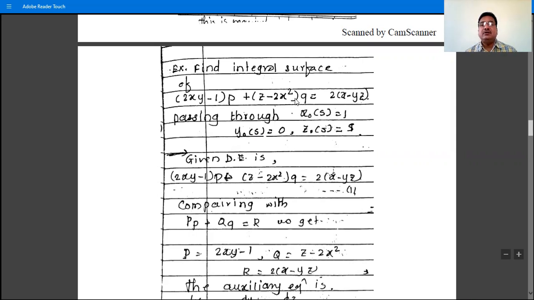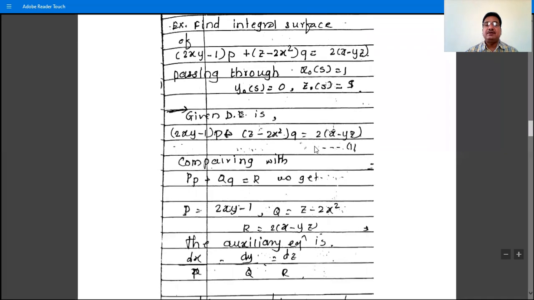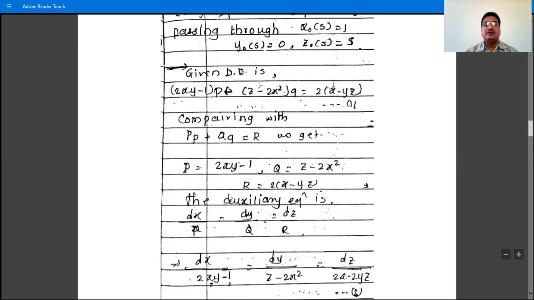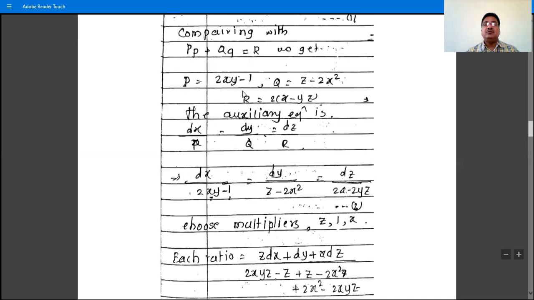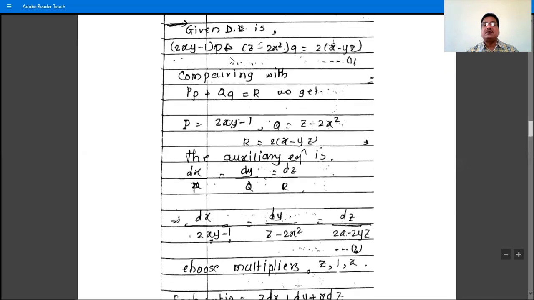So first we have to find the general solution of the Cauchy linear differential equation Pp + Qq = R. Comparing with this, we get capital P as 2xy - 1, capital Q as z - 2x², and R is 2x - yz. Then write the auxiliary equation. We have to find the general solution of this equation number 1.